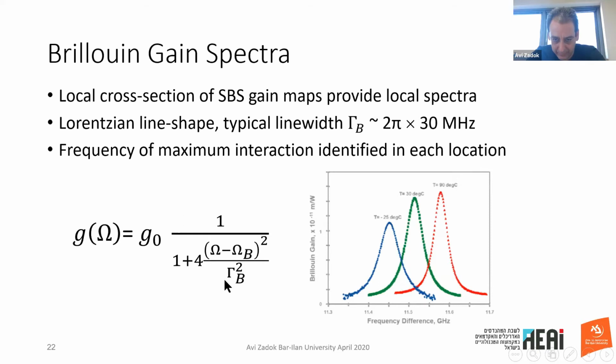And the line width of these spectra, called the Brillouin line width, is on the order of 30 megahertz. So in each and every position of the fiber, we'll be collecting a Lorentzian spectrum such as this. But if temperature changes, from here it's minus 25 degrees C, 30 degrees C, 90 degrees C, what you'll find is an offset. Because omega Brillouin changes with temperature, these spectra will move. Their line widths might change somewhat in this example, but when we identify the peak frequency, then we've learned something about temperature and/or about strain.